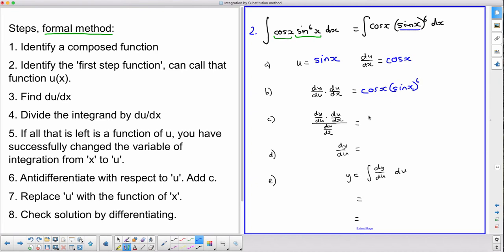So let u be sine x, then the derivative of that is cos x, the whole integrand as the product. And now let's divide all that by du by dx. And again we see the top and bottom of the common factor, and we're left with just a function of y, which is the derivative dy by du.